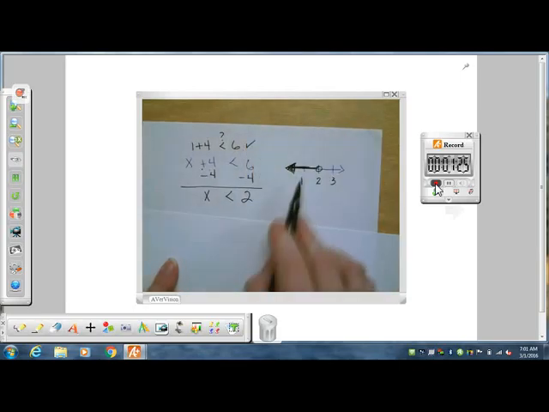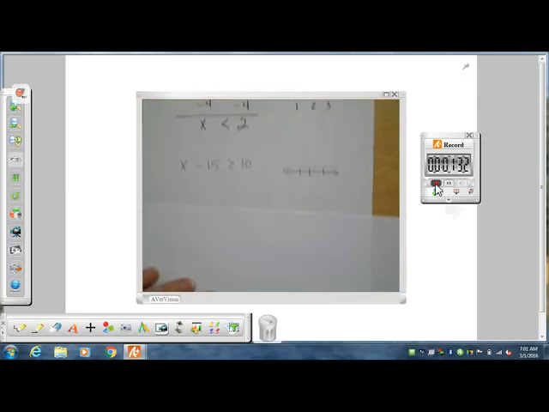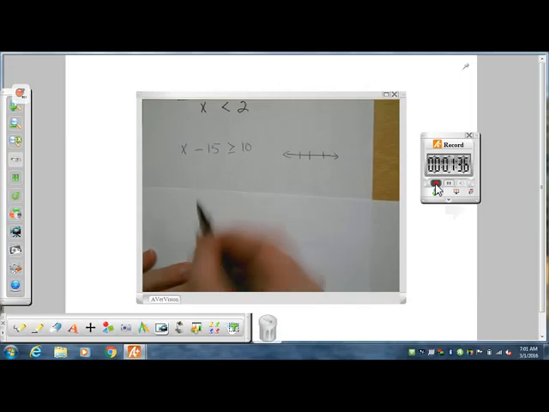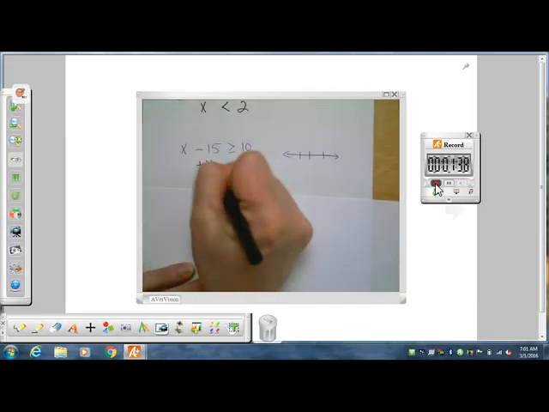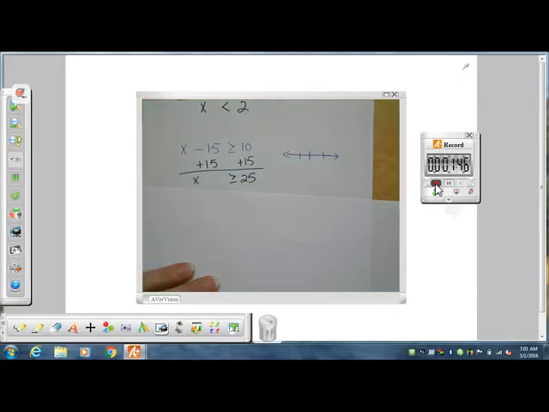Okay, so let's take a look at the next one. x - 15 ≥ 10. So again, I want to isolate my variable. So I'm going to add 15 to both sides. And so x is going to be greater than or equal to 25. Now, the minus 15 and plus 15 cancel out, and so we're left with that x.